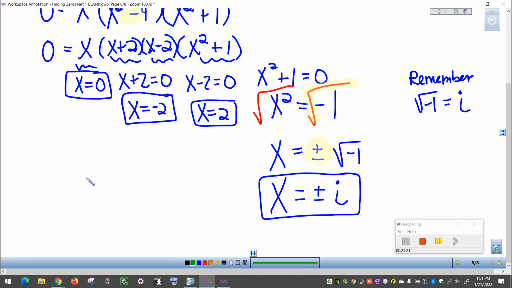So the last 2 zeros are just imaginary. So if we were to list out all 5, like in a list, it looks like we've got 3 real zeros at the start. Those are going to be x-intercepts on the graph. We've got positive i and negative i, the 4th and 5th zeros. Those ones are not going to show up on the graph, but we still have to include them in our list of zeros.